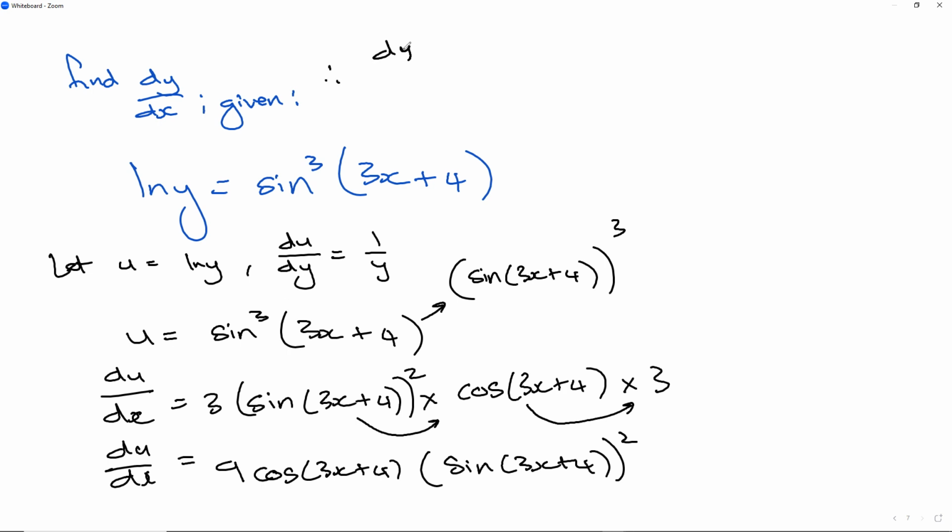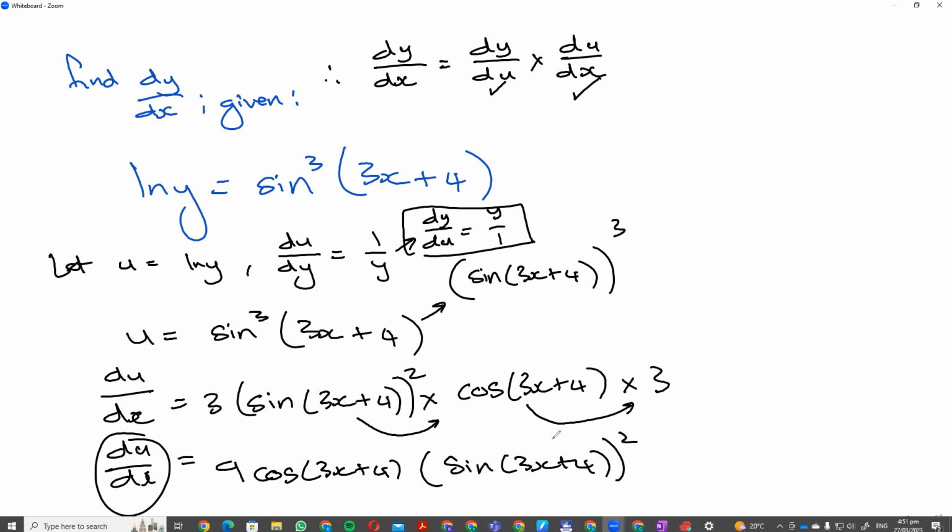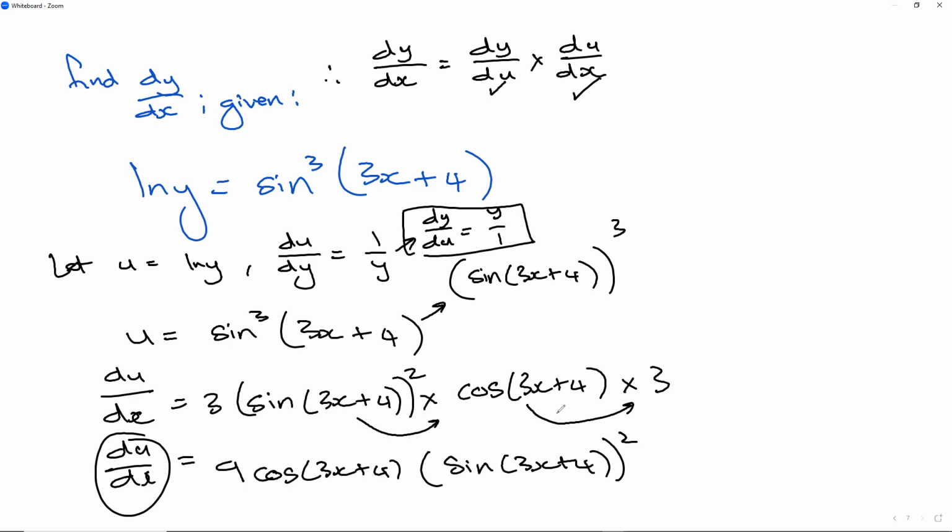Now I need to definitely change this up a bit. So this is going to be dy du times du dx. And I've got du dx over there. I've got to get dy du. Well, guess what dy du is? It's just this flipped around, right? So dy du is going to equal y over 1. So I've got dy du, which is in terms of y. And I've got du dx, which is in terms of x as well.